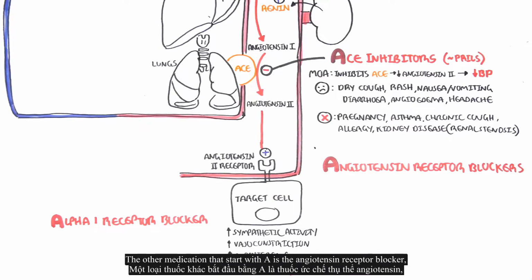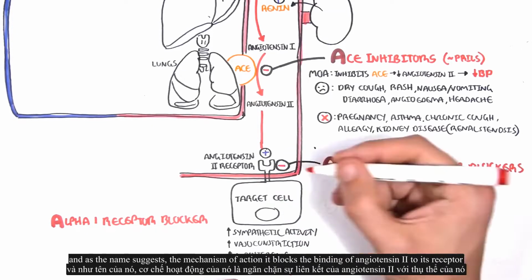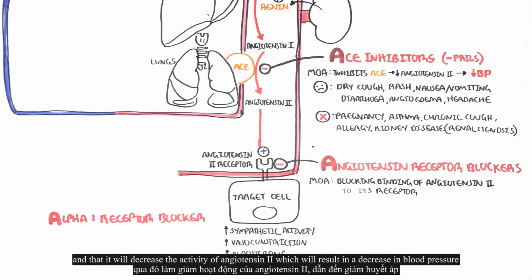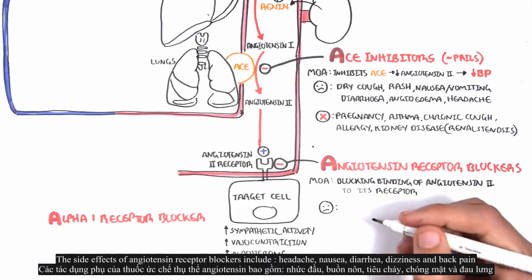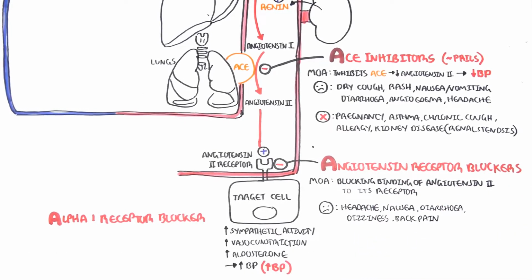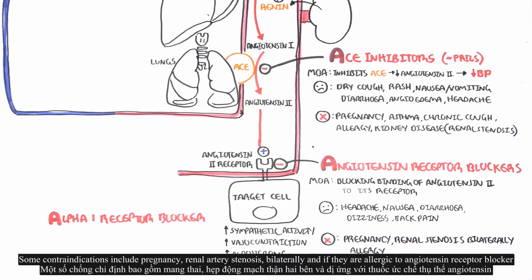The other medication that starts with A is the angiotensin receptor blocker. As the name suggests, the mechanism of action is that it blocks the binding of angiotensin 2 to its receptor, and thus it will decrease the activity of angiotensin 2, which will result in a decrease in blood pressure. The side effects of angiotensin receptor blockers include headache, nausea, diarrhea, dizziness, and back pain. Some contraindications include pregnancy, bilateral renal stenosis, and if they are allergic to angiotensin receptor blockers.